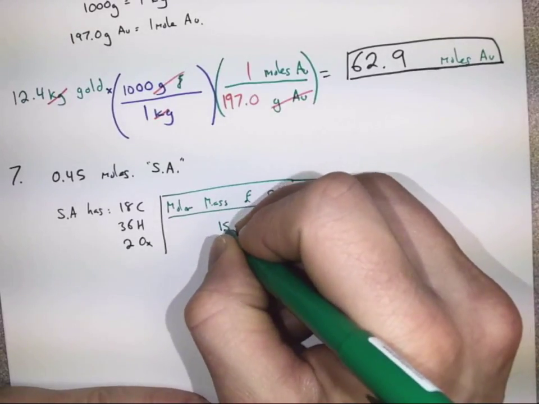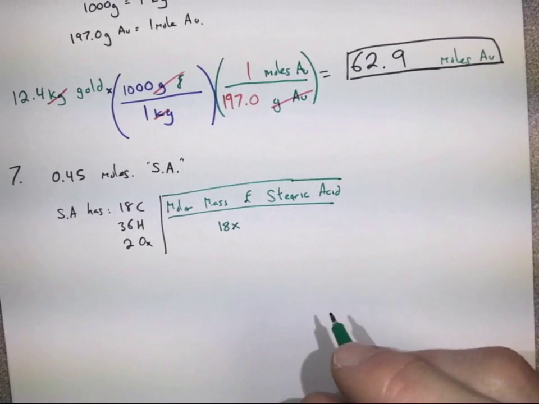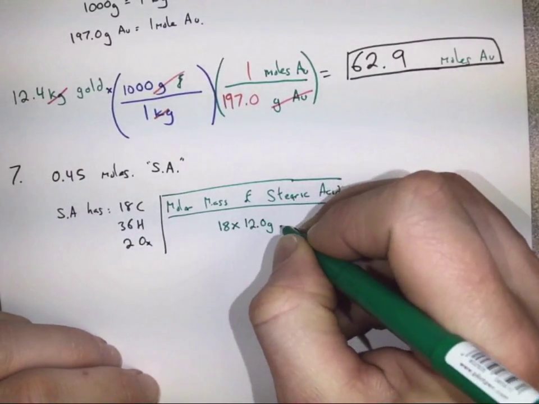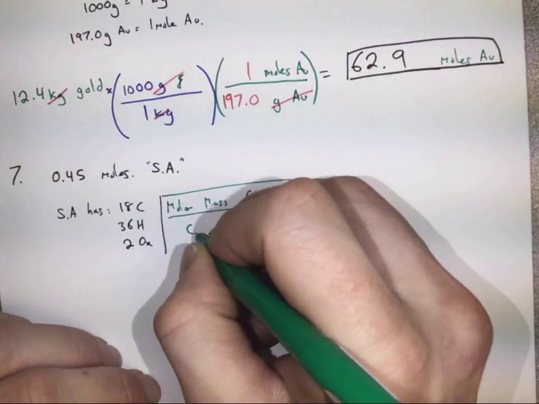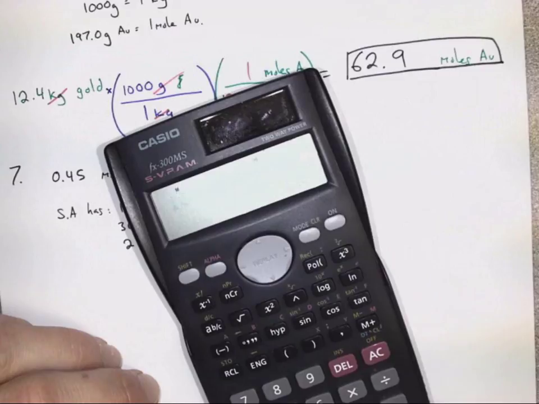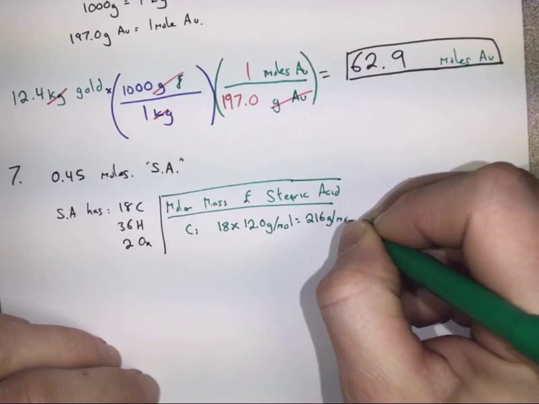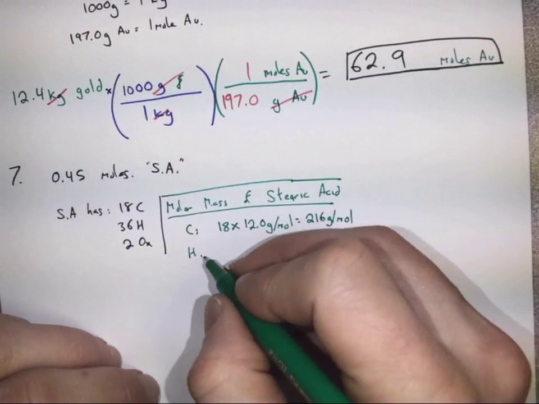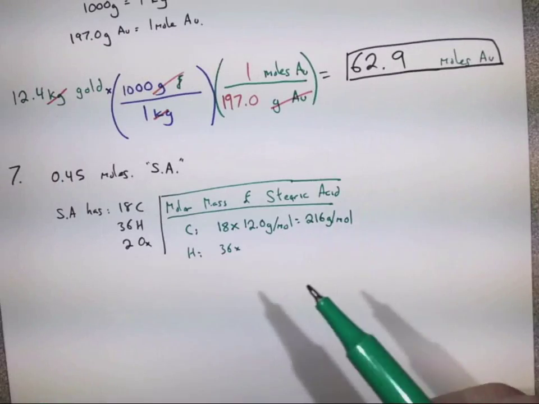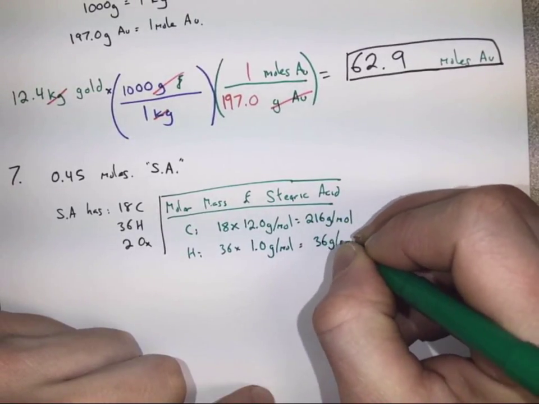All right, so 18 carbons would be 18 times the molar mass of carbon, and that's 12.0 grams per mole. This is the carbons, and it's going to give us whatever 18 times 12 is. I don't know what that is. 216 grams per mole. That'll be 3 sig figs. And for the hydrogens, we'll have 36 times hydrogen's molar mass, 1.0 grams per mole. It's going to be 36 grams per mole.